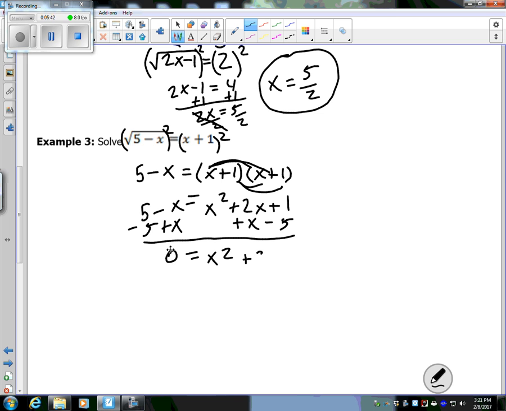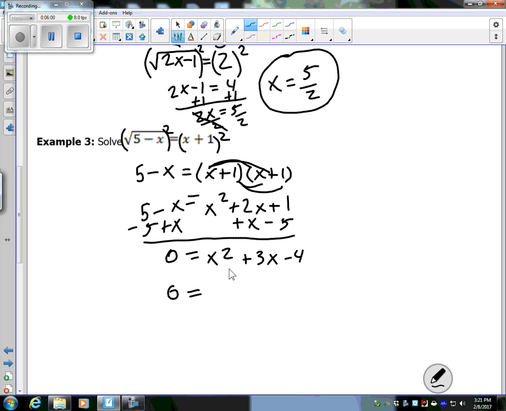3x minus 4. So at this point, once it's equal to 0, you have a quadratic equation here. You can do the quadratic formula, so your a is 1, your b is 3, and your c is negative 4. You can solve that way. Or sometimes there's a shortcut. And I see the shortcut.